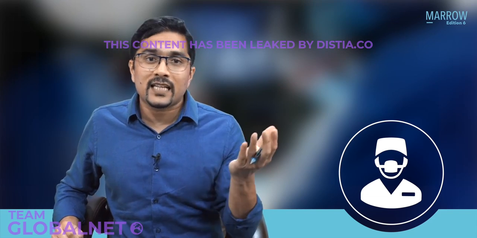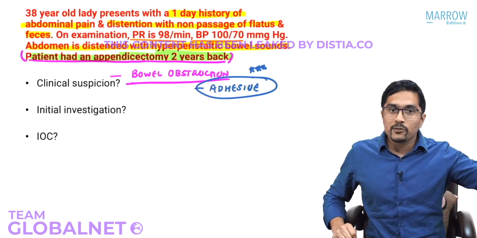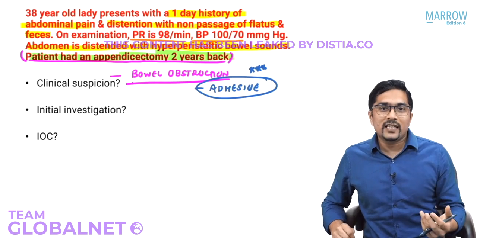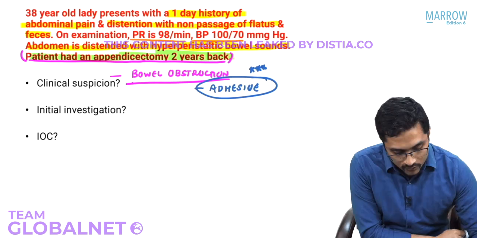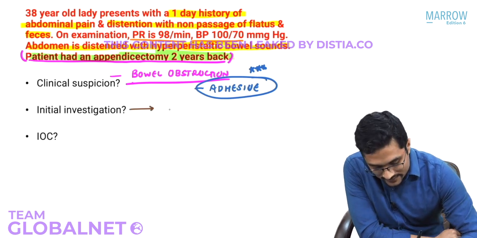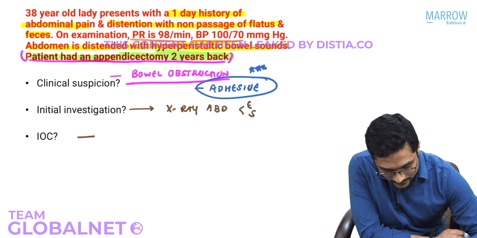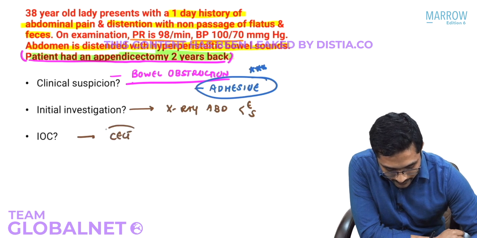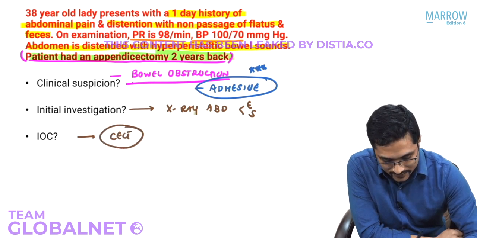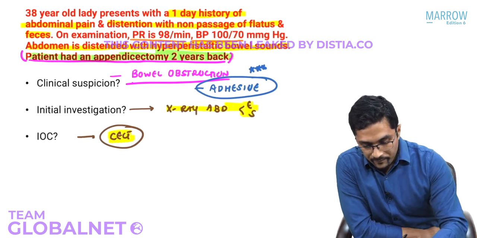Also, these adhesions can become symptomatic. So don't get misled that the surgery was 2 years back. How can the adhesions bother her now? You know, the initial investigation for bowel obstruction is an X-ray abdomen, erect and supine, and the investigation of choice, I've told you many times, is a CECT. This has been asked umpteen number of times in various exams.